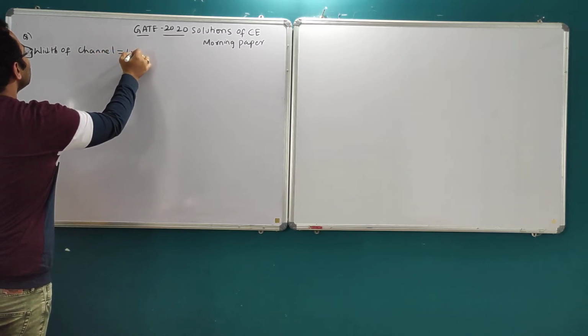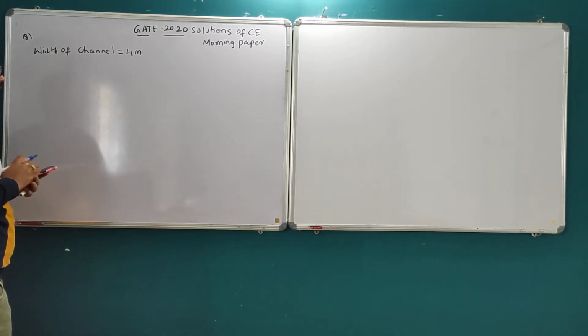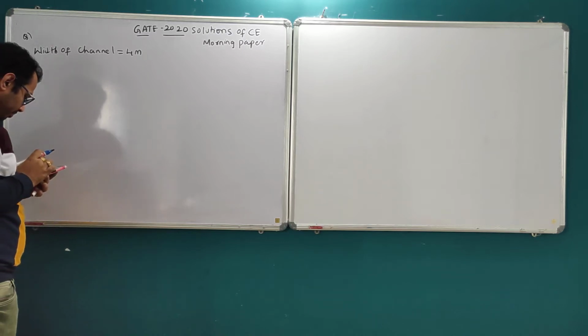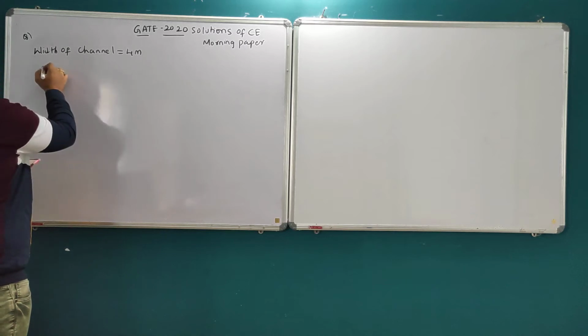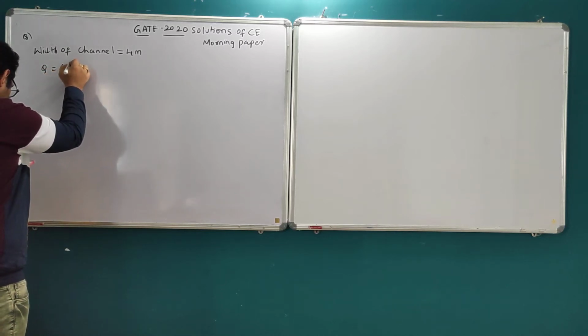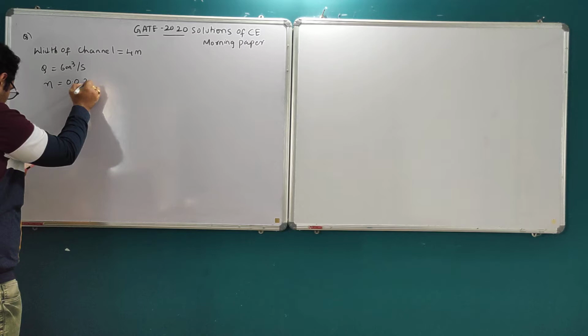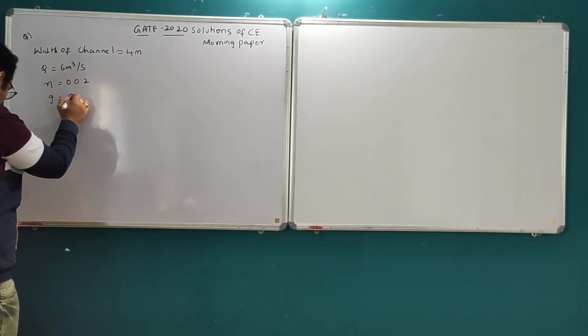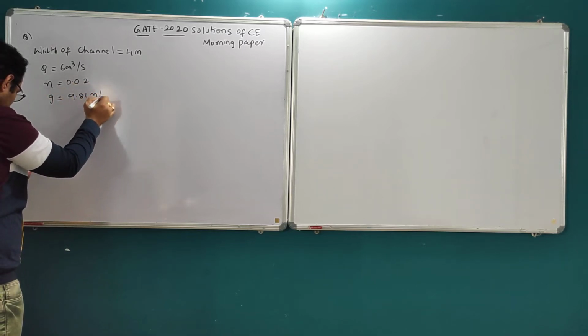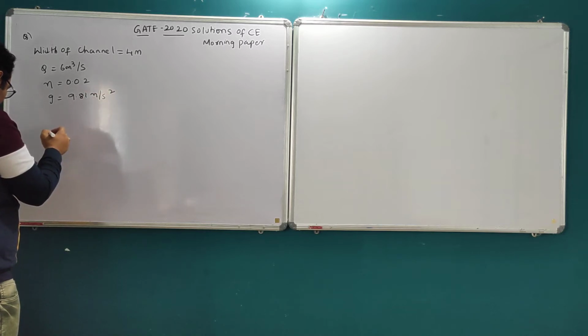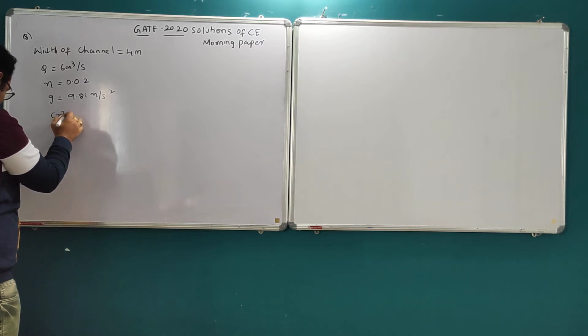is 4 meter and it is carrying a discharge of 6 meter cube per second. The Manning's coefficient is given like this, 0.02, and acceleration due to gravity was 9.81 meter per second square. So here the question was, what is the critical velocity? He is asking to find critical velocity.